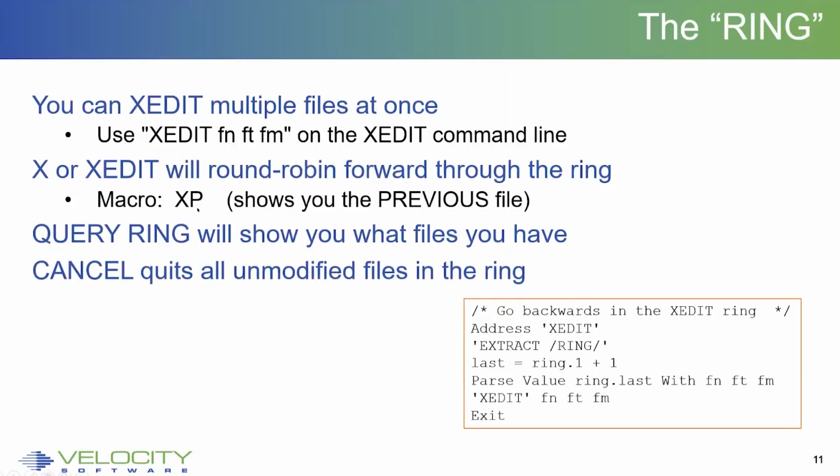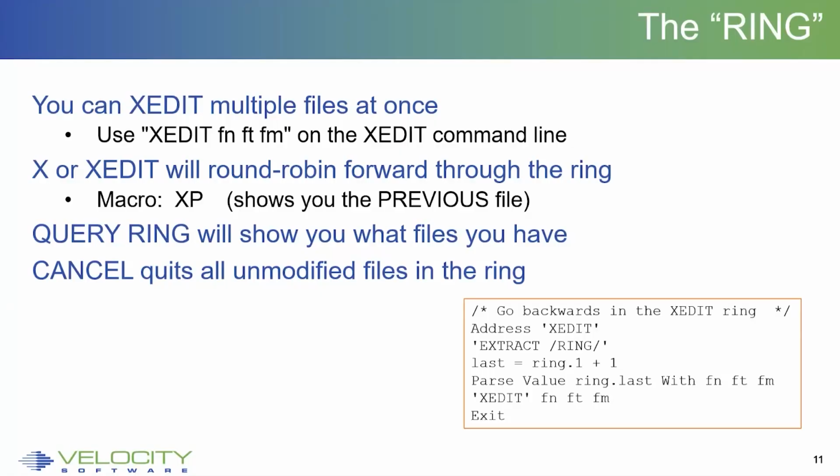Now there is a macro if you want called XP, which I included down in the bottom right here, that'll actually show you the previous file in the ring. So if I want to go back to a file that I was X editing, I can type XP if I have access to that macro. You can create that macro on your A disk and use it if you need to. The command query ring shows you the files that you currently are X editing. So that's handy if you've got more than two files and you want to know exactly what files you have in your XEdit ring.